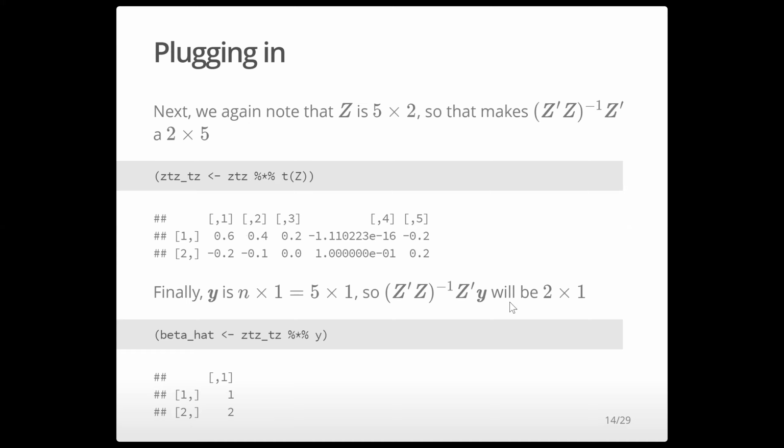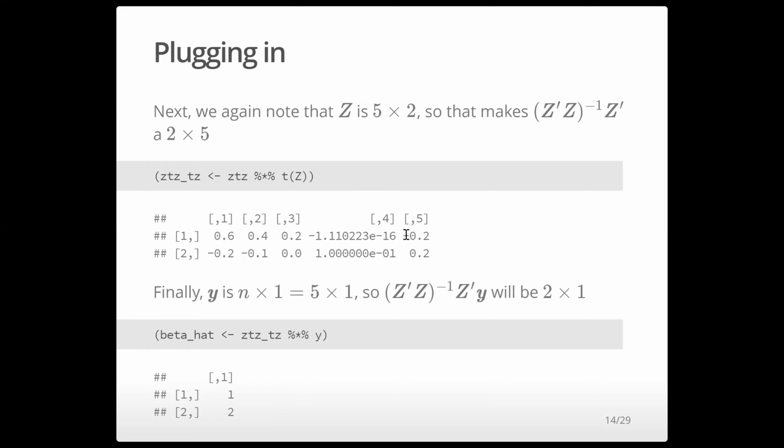Now, again, we need to take what we just got, our 2 by 2, and multiply it by Z transpose. We note that Z is 5 by 2, so we're going to have a 2 by 2 times a 2 by 5. That's going to give us another 2 by 5. So here we multiply our first step, the inverse of Z transpose Z, by the transpose of Z again, and that gives us our 2 by 5.